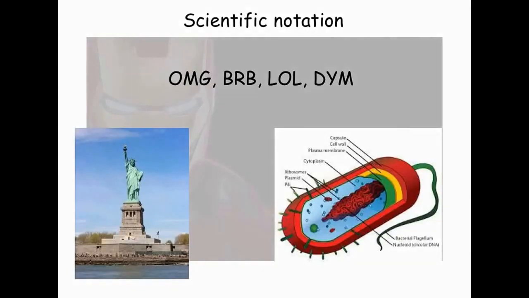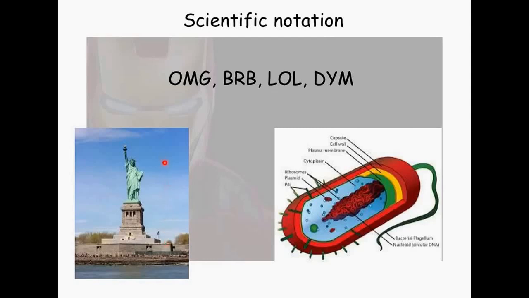All right, so when we're talking about scientific notation, think about things like OMG, BRB, LOL, and DYM. What are they? They're all abbreviations. And scientific notation is kind of like abbreviation. Wait, what is DYM? Do your math. So, abbreviations can be used for really big numbers.